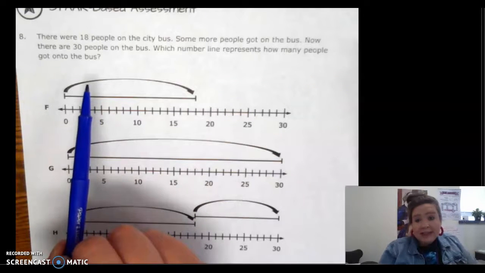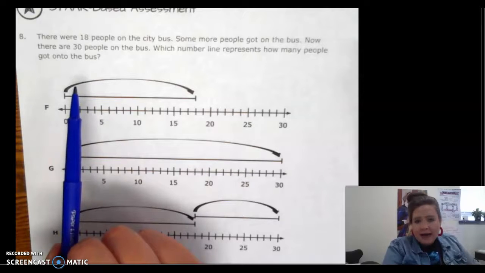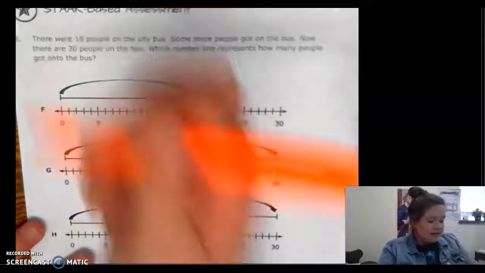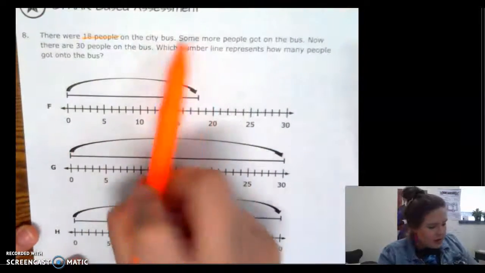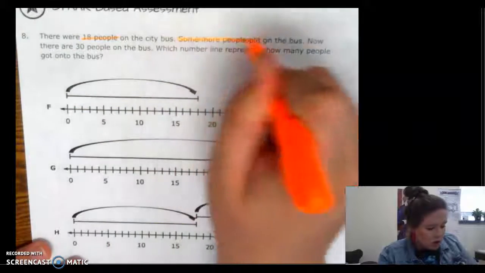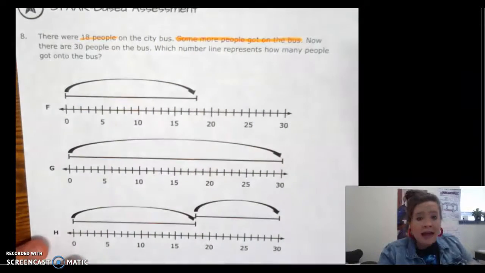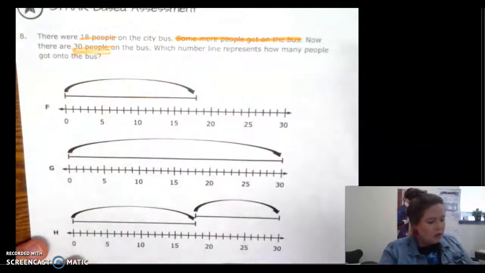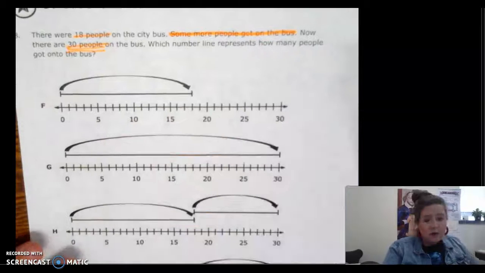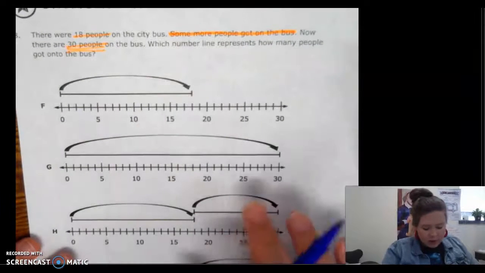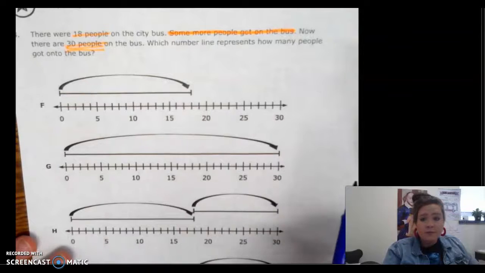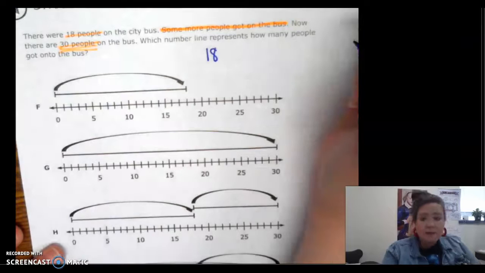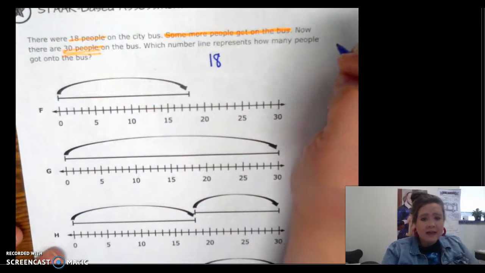All right, I'm going to read this again, and I'm going to include my values. There were 18 people on the city bus. Some more got on the bus. Now there are 30 people on the bus. Which number line represents how many people got onto the bus? All right, so what are we starting with? We're starting with 18. 18 people were on the bus. And then what happened?